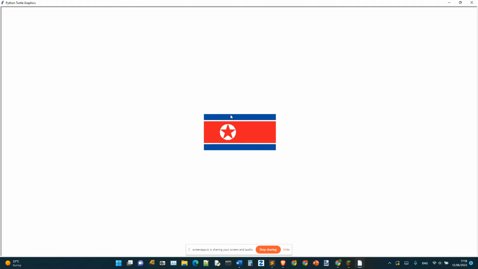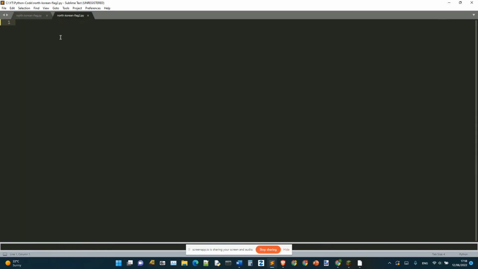So the North Korean flag consists of a star, two stripes, and a blue background. It does take some degree of work here. As we go, this requires trigonometry for the star.